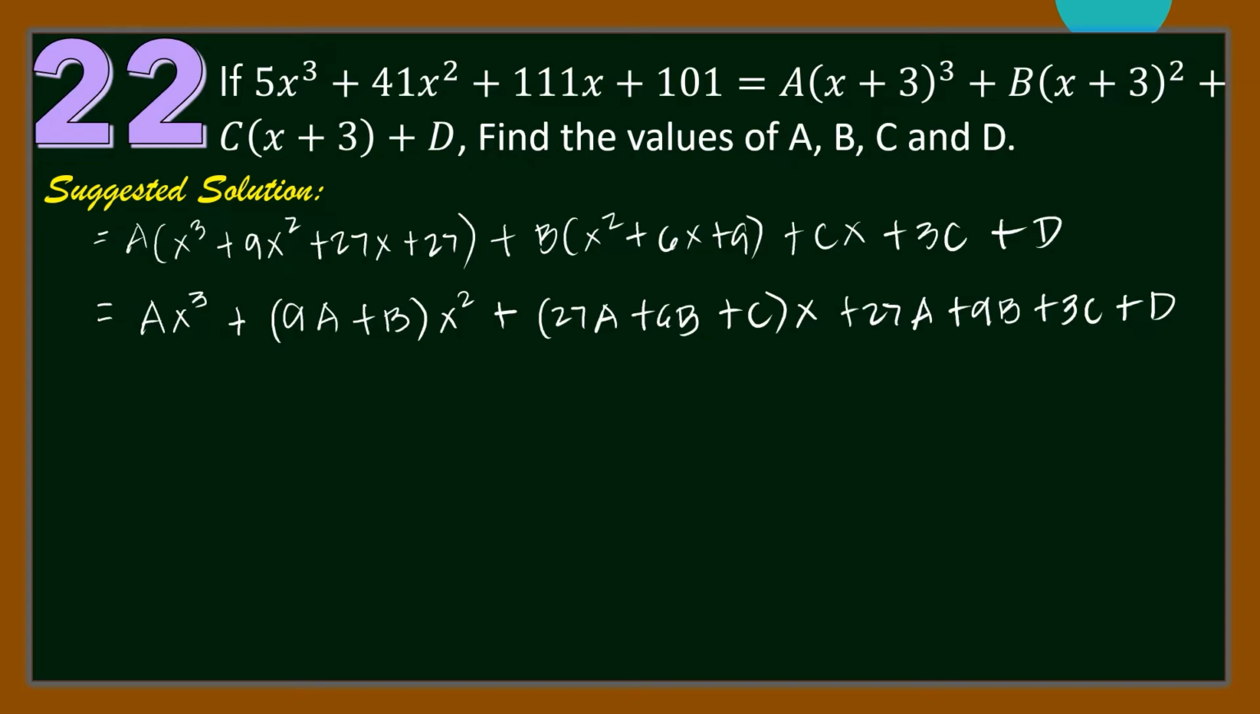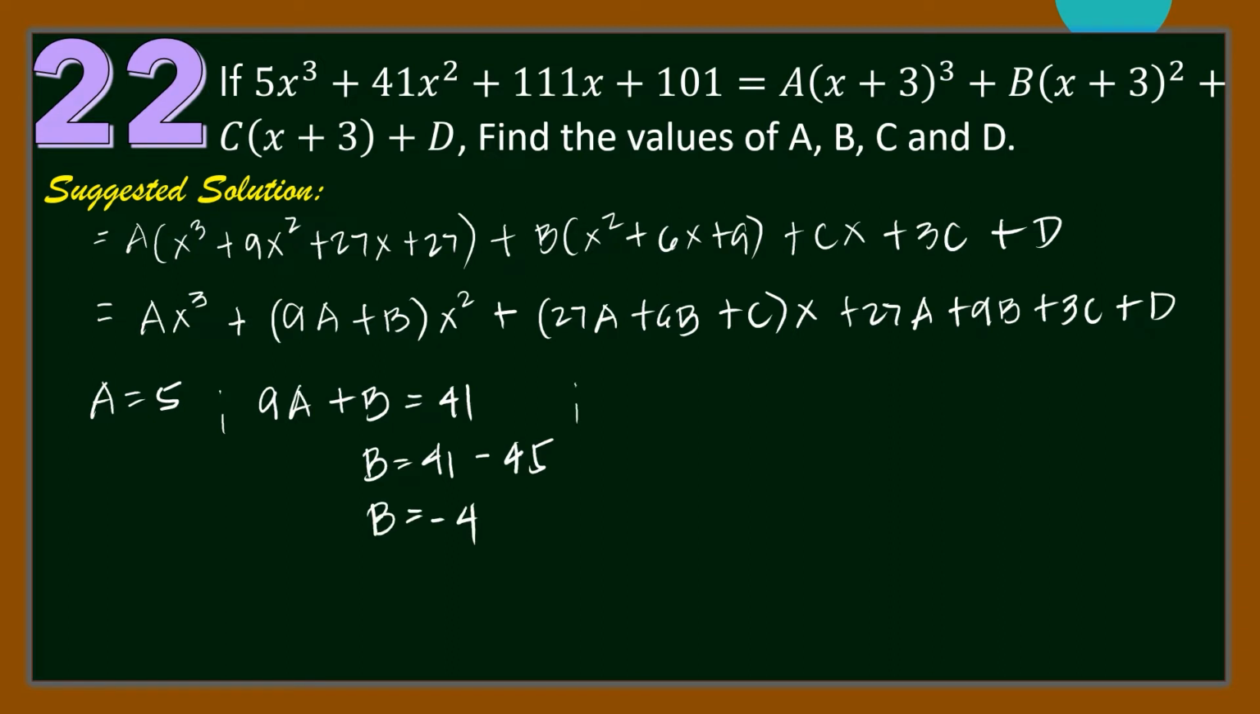Comparing the terms in the resulting expression on the right-hand side to the expression on the left-hand side of the equation, we have a is equal to 5. Then we have 9a + b = 41. Then b is equal to 41 minus 9 times 5, that is 45. Then we have b is equal to negative 4.